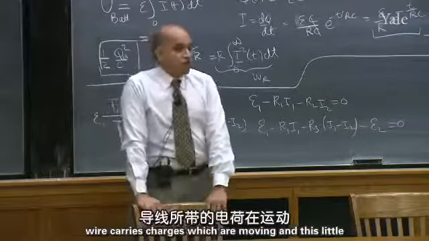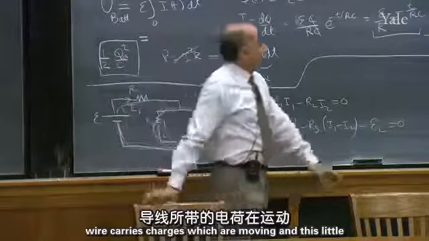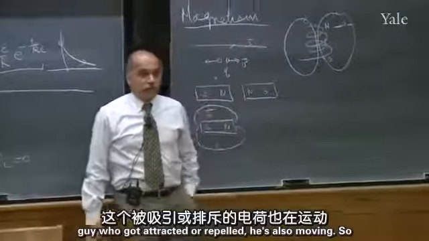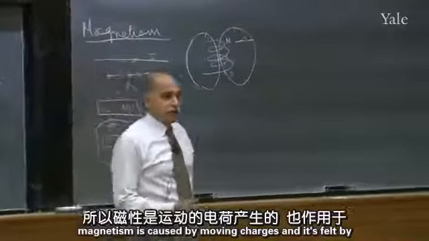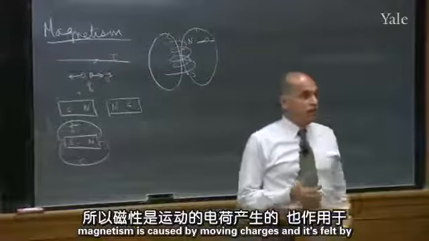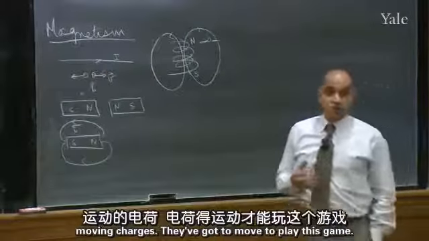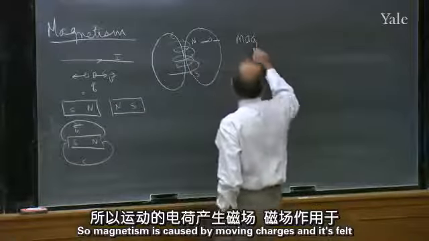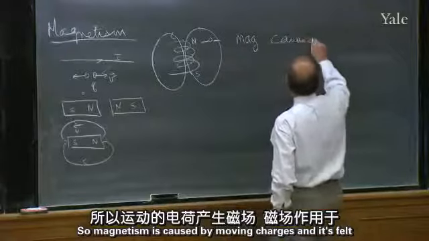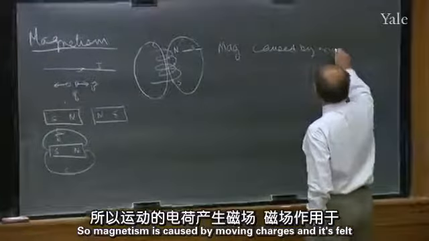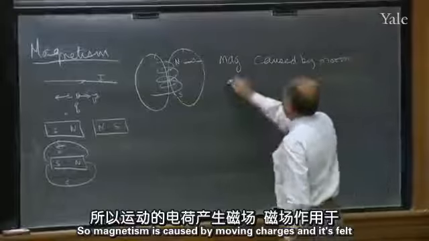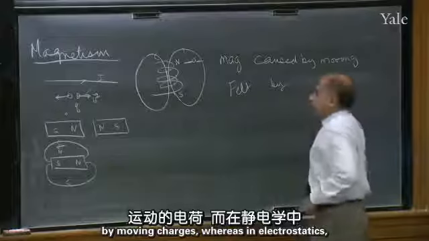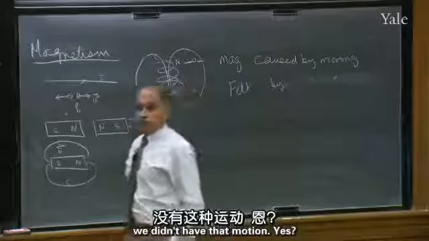The wire carries charges which are moving, and this little guy who got attracted and repulsed, he's also moving. So magnetism is caused by moving charges, and it's felt by moving charges. Okay? They got to move to play this game. So magnetism is caused by moving charges, and it's felt by moving charges. Whereas in electrostatics, we didn't have that motion.